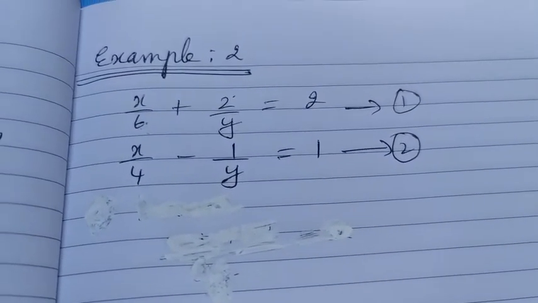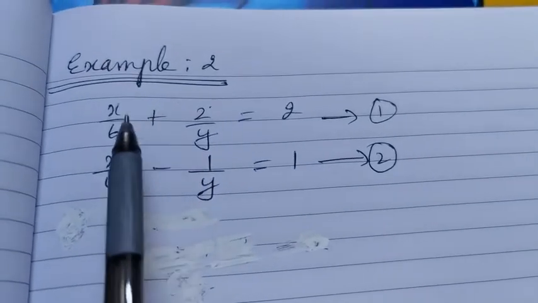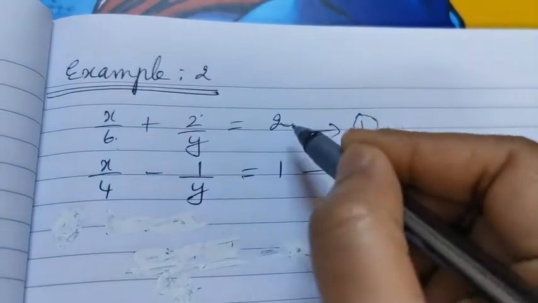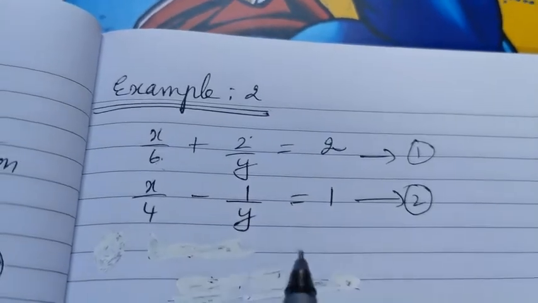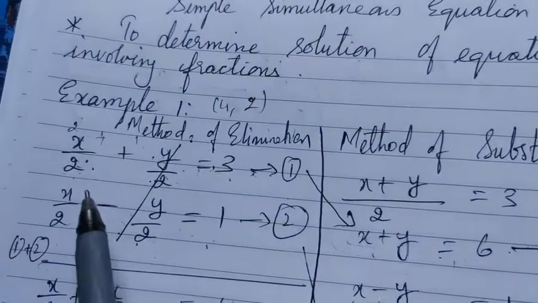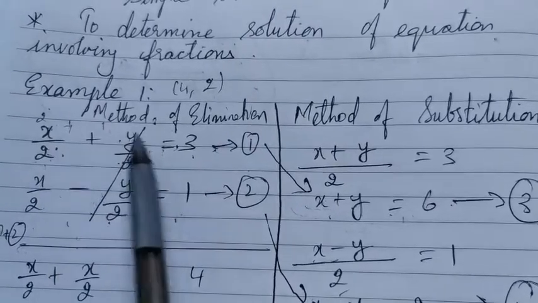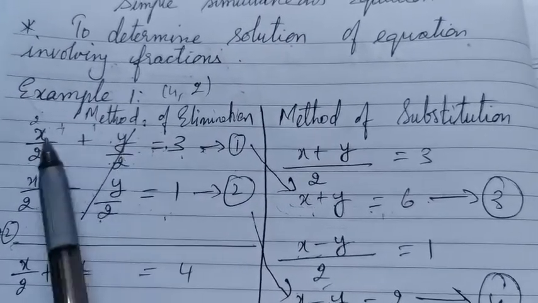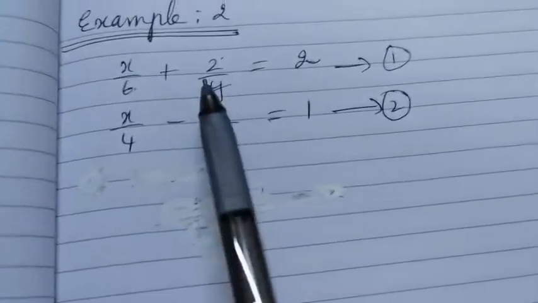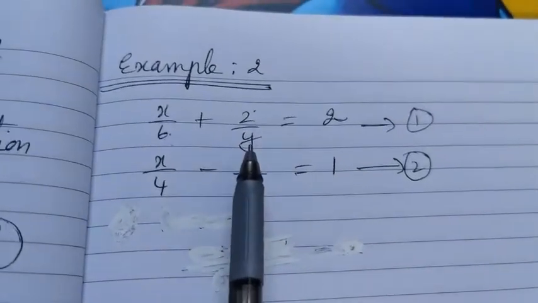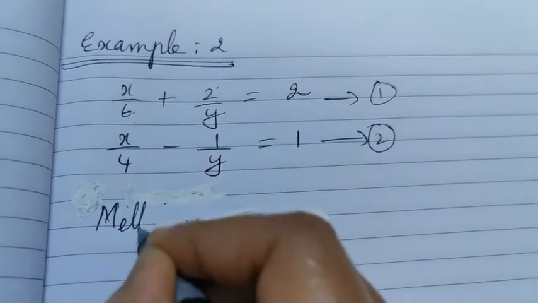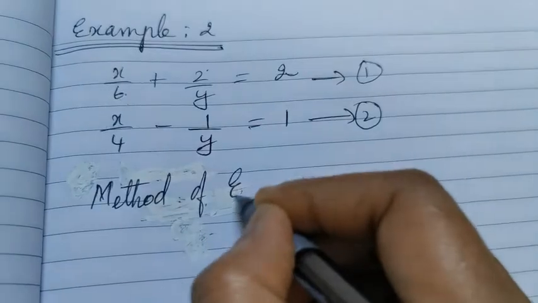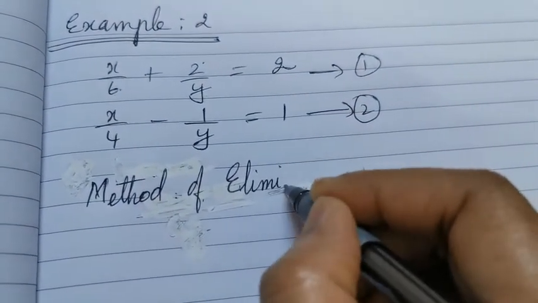We will try to solve another example. So this is example 2. x by 6 plus 2 by y is equal to 2, and x by 4 minus 1 by y is equal to 1. So in the previous question we had both our variables x and y in the numerator. Here we have one variable in the numerator and another variable in the denominator. So first we will do the method of elimination.